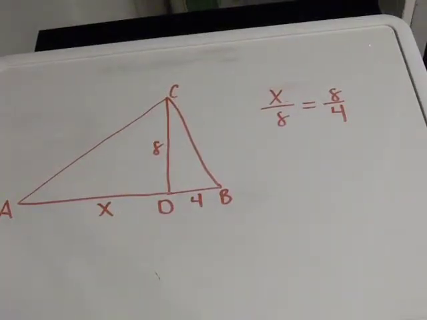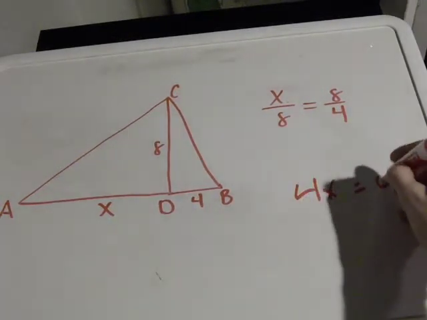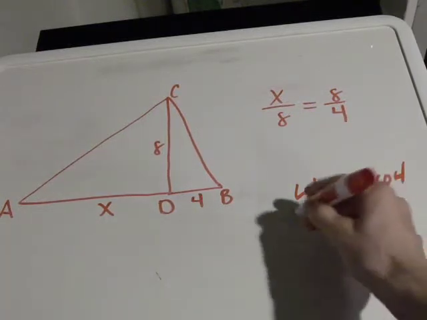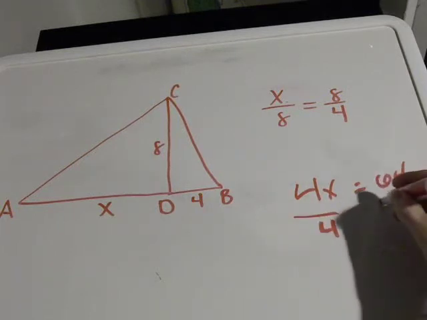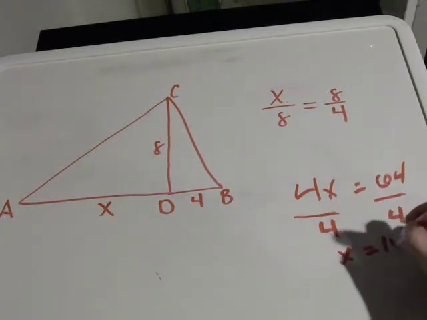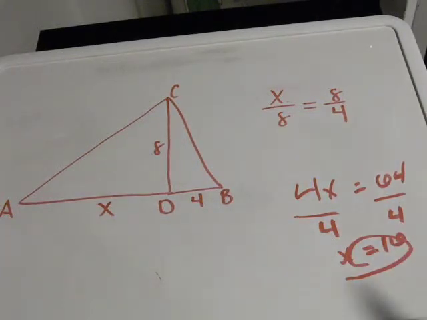Next, you cross multiply and you'll get 4x is equal to 64. Once you have that, you can simply divide by 4 and you will get your answer. And that's your answer. It's that simple.